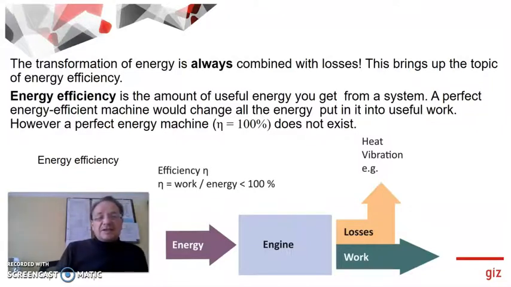Energy efficiency is the amount of useful energy you get from a system. A perfect energy efficiency machine would change all energy input into useful work. However, a perfect energy machine, 100%, does not exist. So we have the energy input here, then we have the energy conversion, then we have some losses. That might be heat, vibration, noise, and so on. And what the really useful energy is then here, the work.